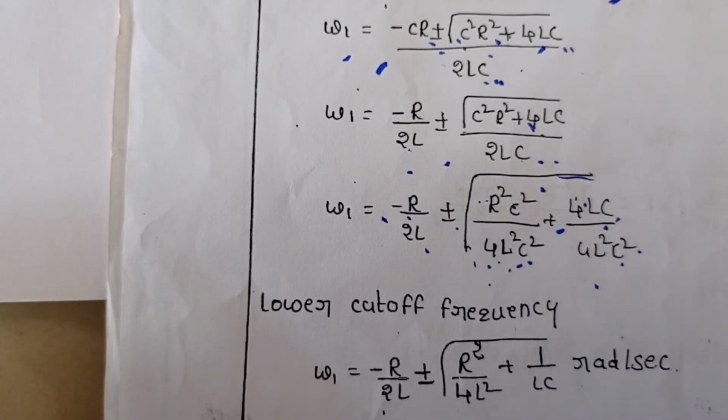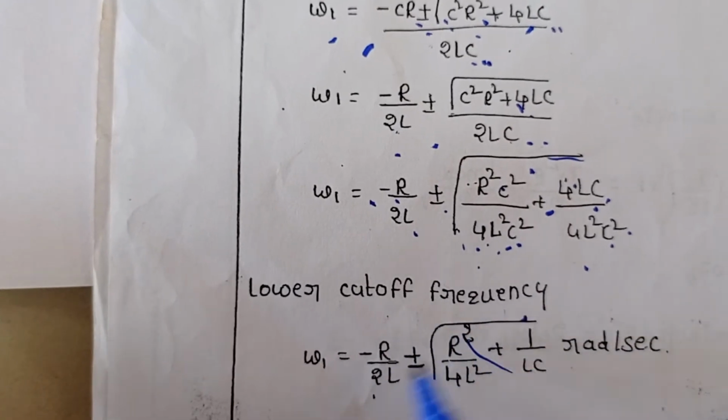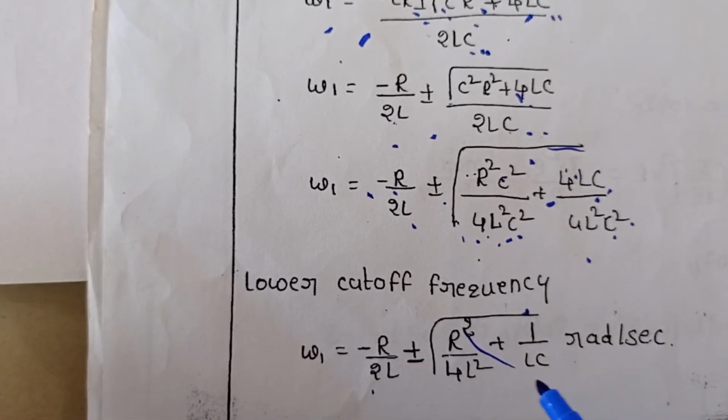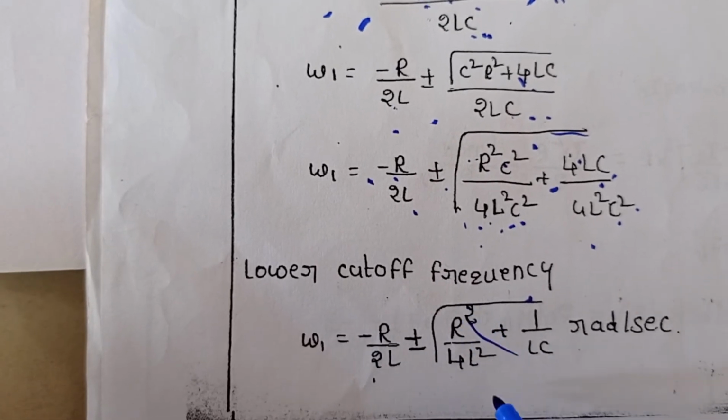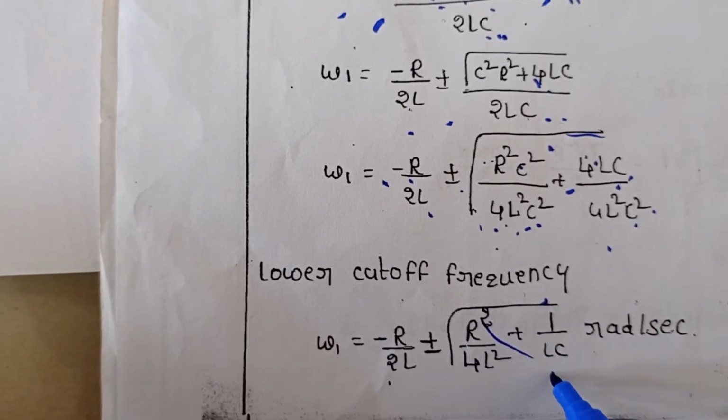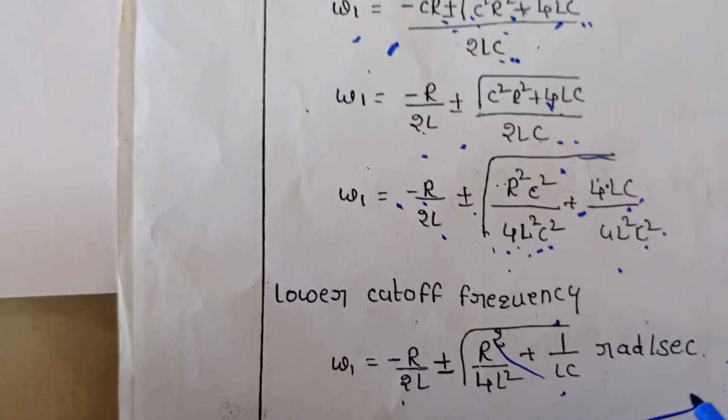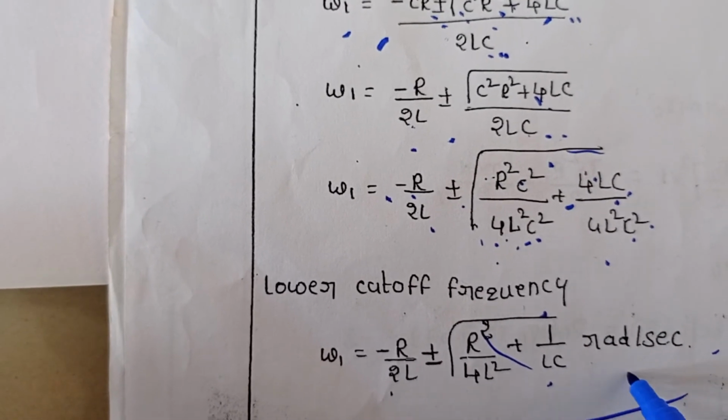That is, the lower cutoff frequency omega 1 equal to minus R by 2L plus or minus root of R square by 4L square plus 1 by LC radians per second. It is in terms of radians per second.